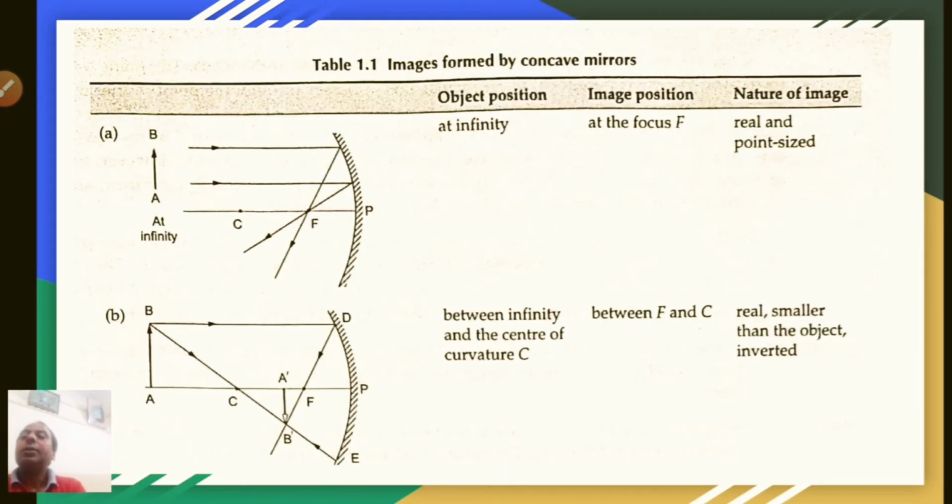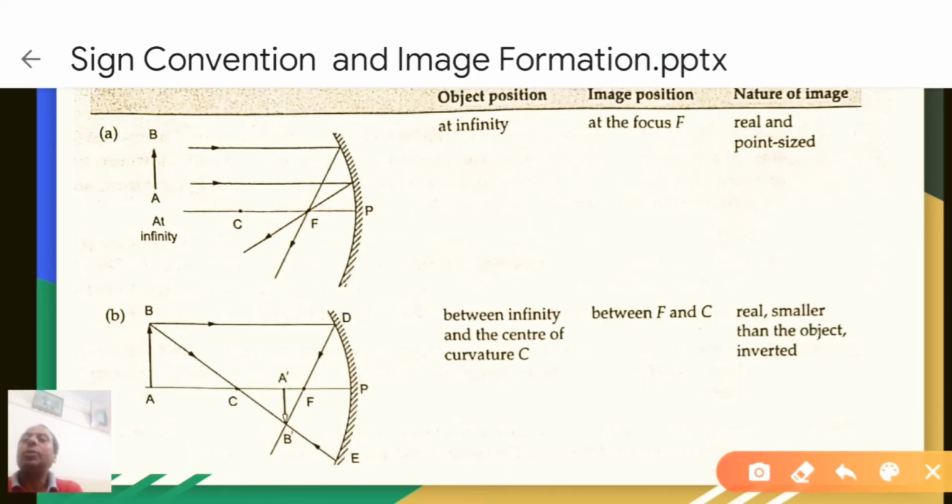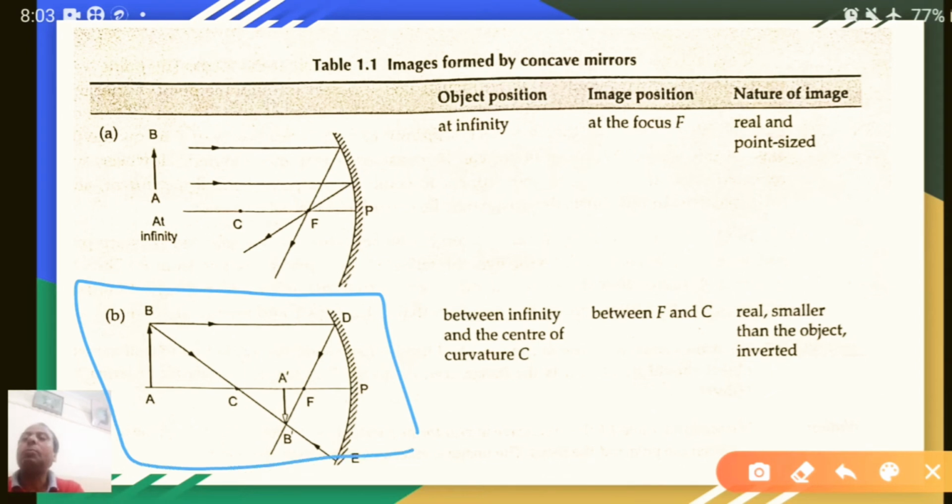Now another case. Look at this picture, this ray diagram. What is the position of the object? Object is between infinity and the center of curvature C. Listen sincerely. This means that the object is beyond center of curvature and at any measurable distance. So the image will be formed between F and C. The object is beyond C, the image will be formed between F and C.